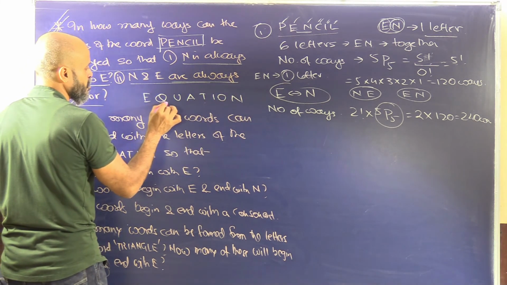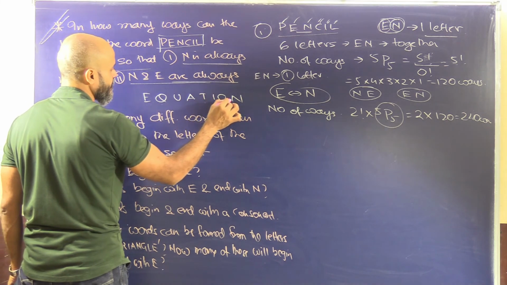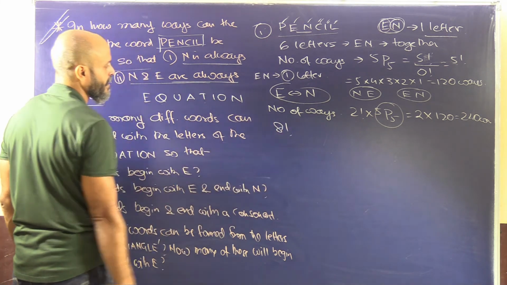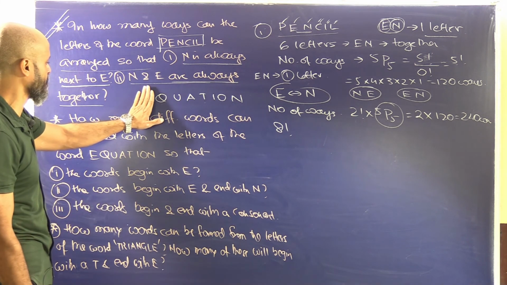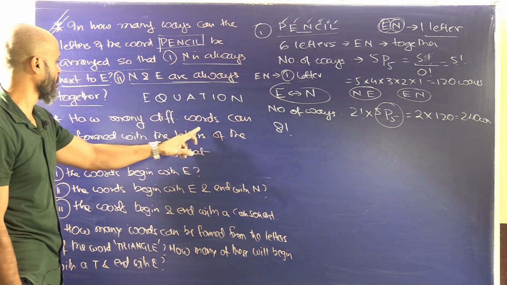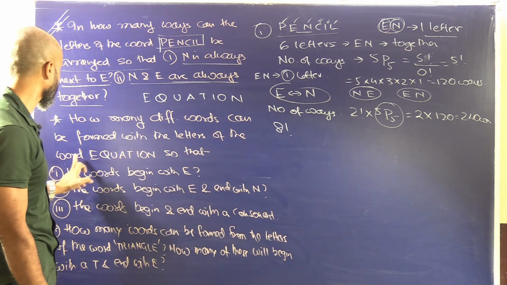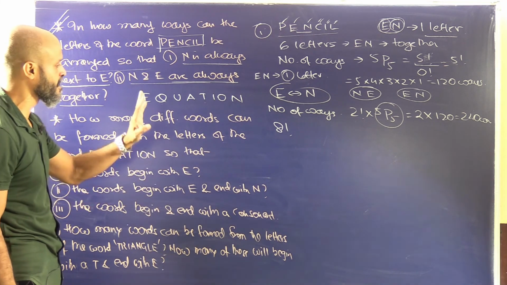So we have 1, 2, 3, 4, 5, 6, 7, 8. Factorial 8 ways is the total number of arrangements that is possible. If we fix the first place for the letter E, how many different words can be formed with the letters of the word EQUATION so that the words always begin with E?